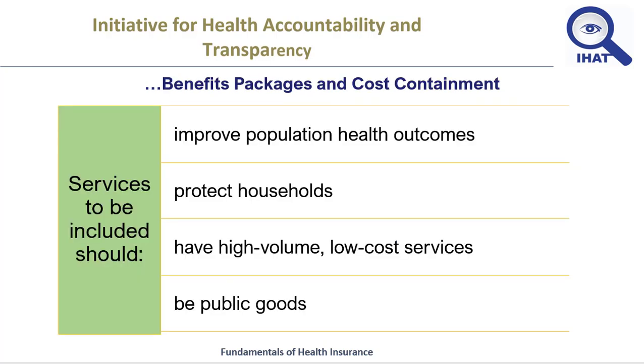Given limited resources, services to be included in the benefit package should be those that are likely to, one, improve population health outcomes. And these outcomes will be based on the burden of disease, the demographics, mortality and morbidity rates, and epidemiological trends. Also, the benefit package should be those that are likely to protect households from catastrophic health expenditures. The services should also include those that have high volume and low cost services that have a high potential for health impact. Examples of such services are family planning, treatment of upper respiratory tract infections, and infectious diseases.